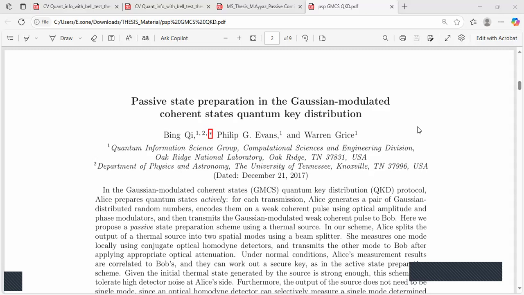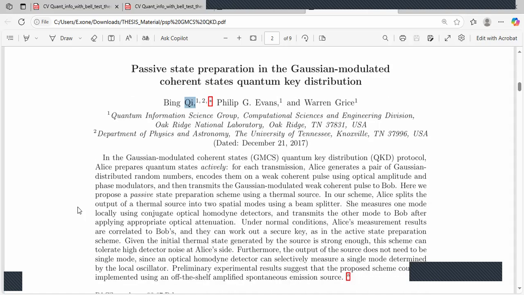Today's paper's title is Passive State Preparation in Gaussian-modulated coherent state quantum key distribution, written by Pinkai, Philip G. Evans, Warren Ice, and Paul, and all of the authors are related to universities in the USA.